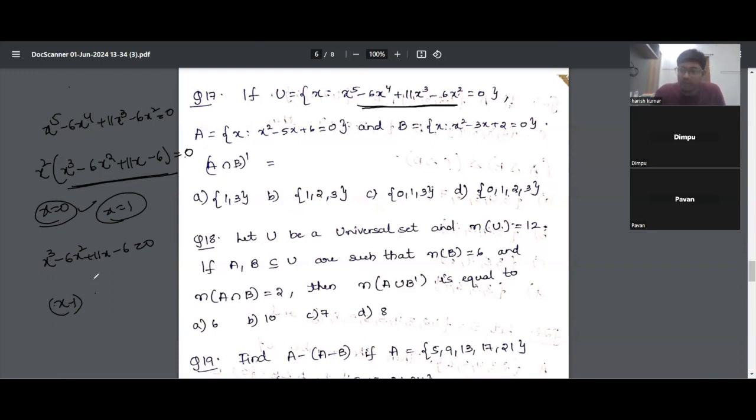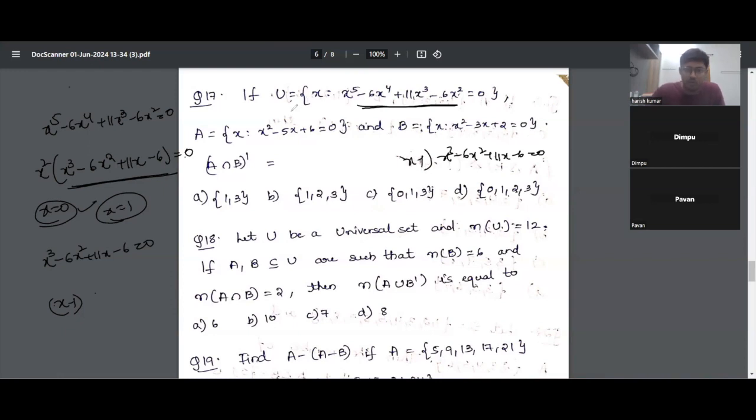Now how do we find the other factors? Just divide. Divide what? Divide x cube minus 6x square plus 11x minus 6 equals to 0 by x minus 1. You will get the other two factors. Understood? Yes, sir. So you try this question. I'm just giving the hint so that you can try these questions.